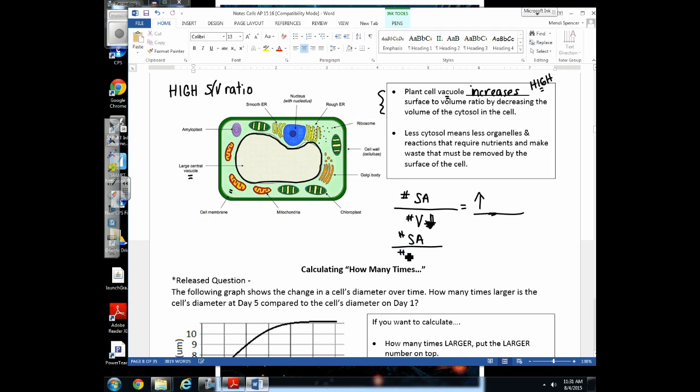We have volume on the bottom. If we increase the volume of a cell, that's going to create an unfavorable situation for a cell, because if we increase this bottom number, then it's going to decrease this surface to volume ratio. And we need cells with a high surface to volume ratio.